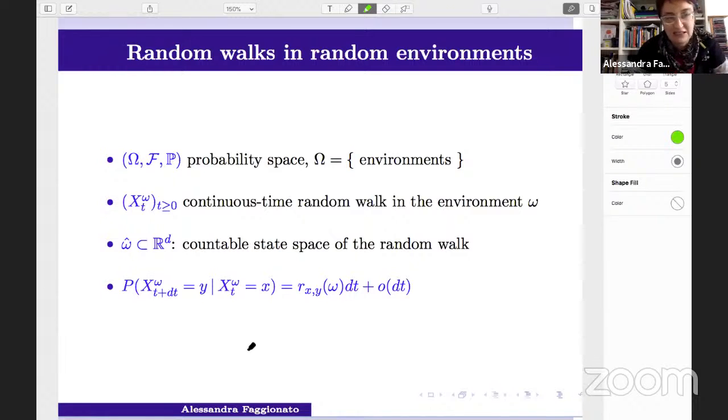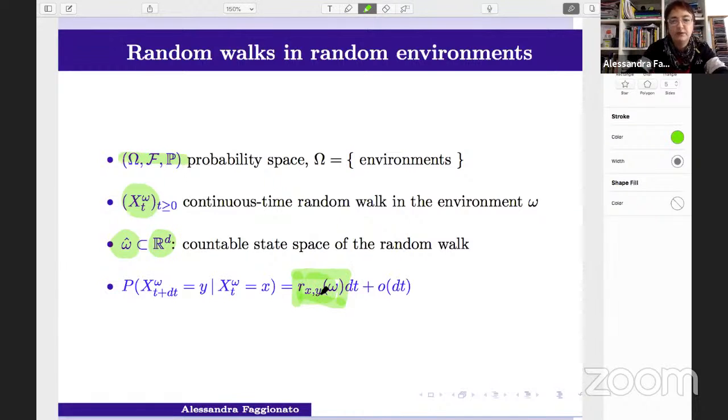So I fix my setting. The story starts with a probability space, so this is not a surprise. Omega is the set of environments. In what follows, I will deal with a continuous-time random walk in the environment omega, denoted by X_t(omega), where t is continuous. This random walk has a countable state space denoted by omega hat, which is a subset of the Euclidean space R^d. The other notation I will use is r_{x,y}(omega), the jump probability rate for a jump from x to y.